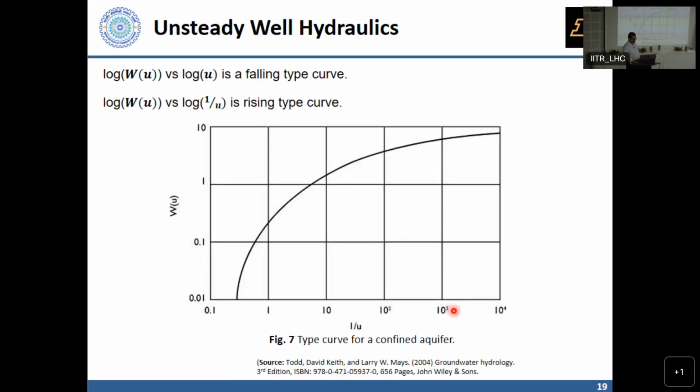The relationship between u and W of u has nothing to do with what pumping is happening, what transmissivity, what storativity. It's a mathematical expression, a fixed mathematical function, sometimes called a type curve. And if I plot W of u as a function of 1 over u, as shown over here, you'll get this fixed relationship. It's called a type curve. And what it also means is, for a given r, given T, given storativity, given time, I could find u, I could find 1 over u, and then figure out what W of u is, or look up tables.